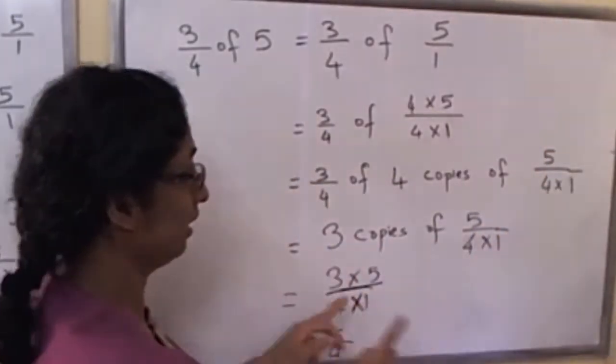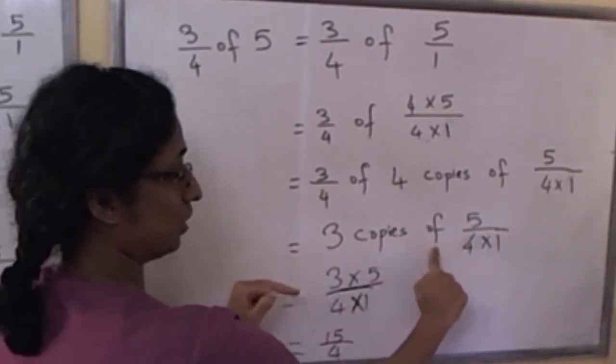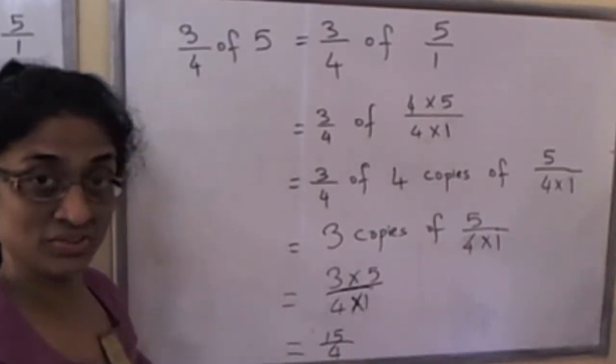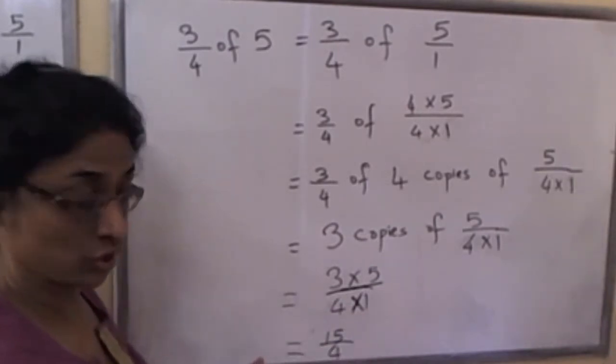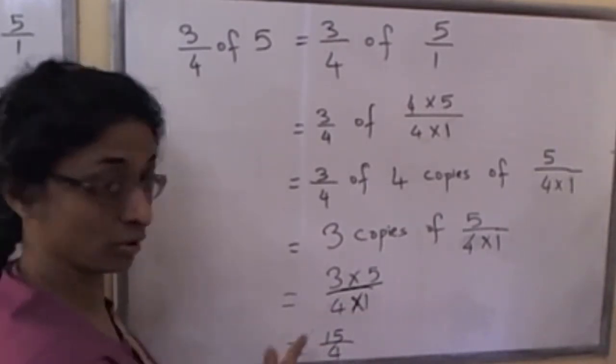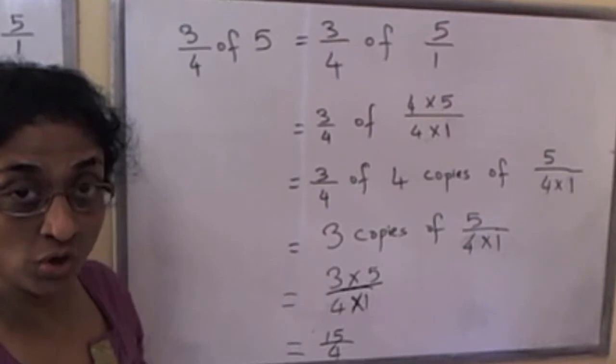There it is. Now focus on this step. 3 copies of 5 over 4 times 1. What is that? That's really 3 times 5 over 4 times 1, which gives you 15 over 4, which is also what we had before.